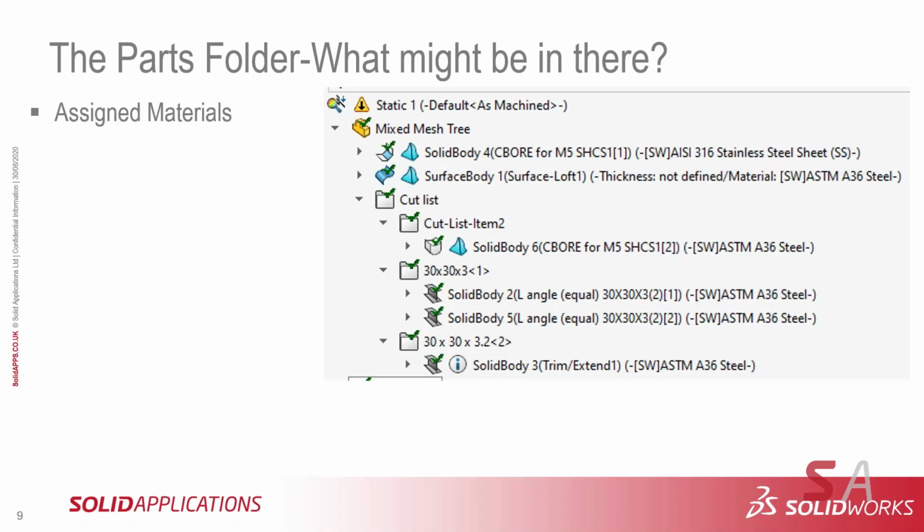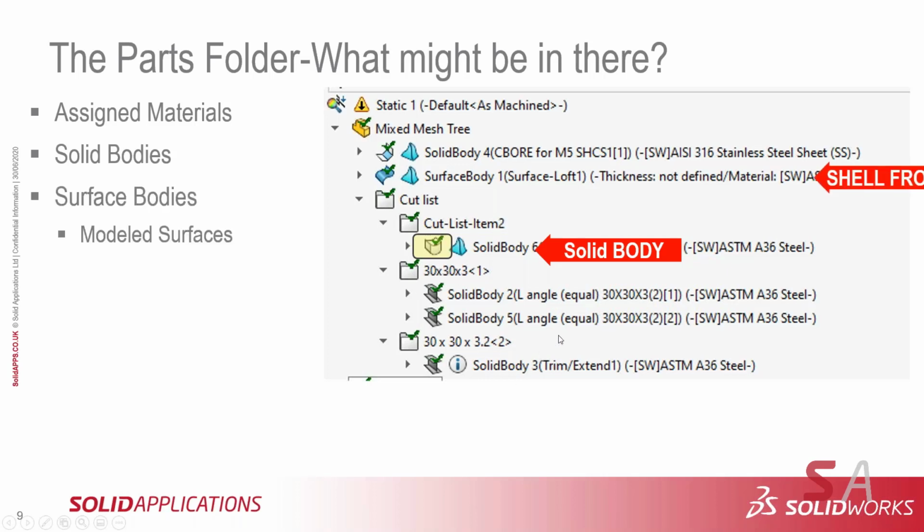So one of the things you'll see is assigned materials. So you look over here, you can see stainless steel, A36 steel, various materials applied to each of the bodies. You'll see solid bodies, and the icon for a solid body looks like this guy here, kind of a little curved blocky thing. You will see surface bodies.